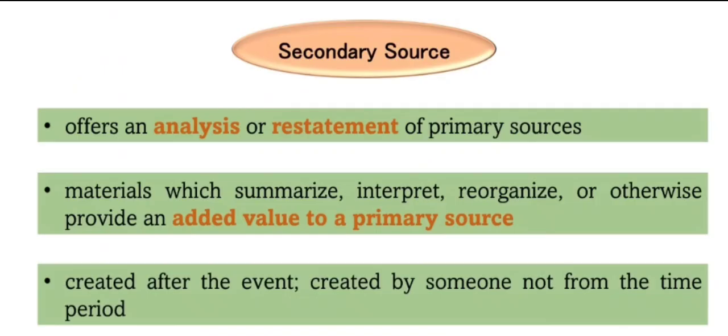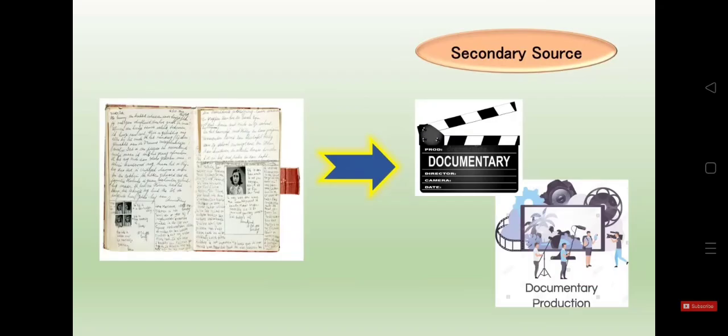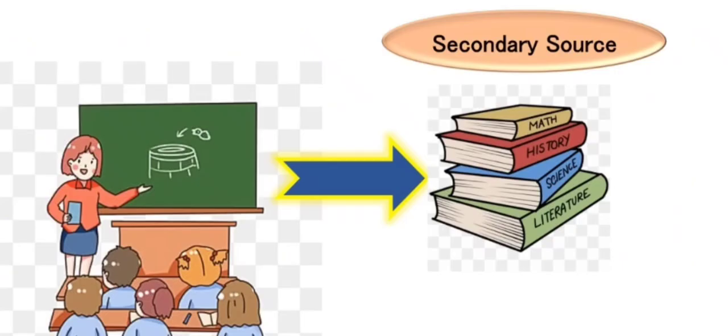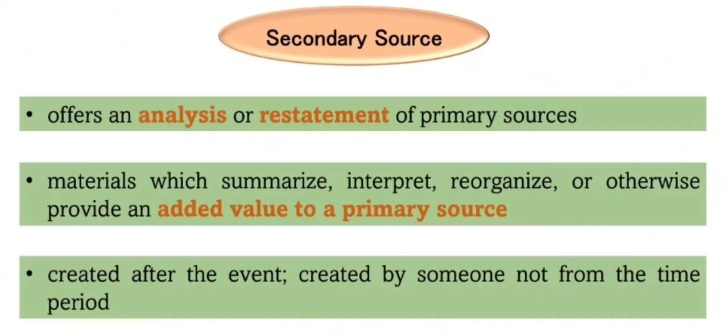The next source we have is secondary source. It offers an analysis or retainment of primary sources. For example, it offers secondary source materials which summarize, interpret, reorganize, or otherwise provide an added value to a primary source, created after the event, created by someone not from the time period.